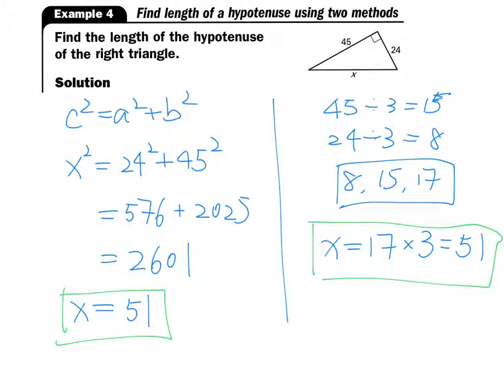So my method number 1 and my method number 2 came up with the same answer, but obviously the second method, using the triple 8, 15, 17, came up much faster, much easier, and avoided all of this calculator work. Okay, guys, thank you very much. That's a quick review there.